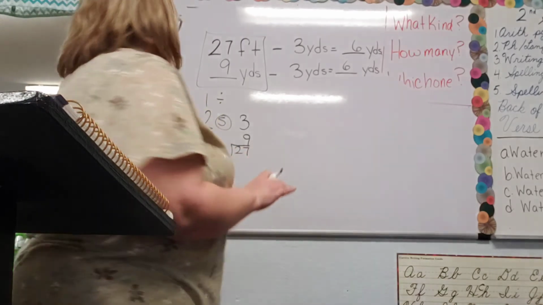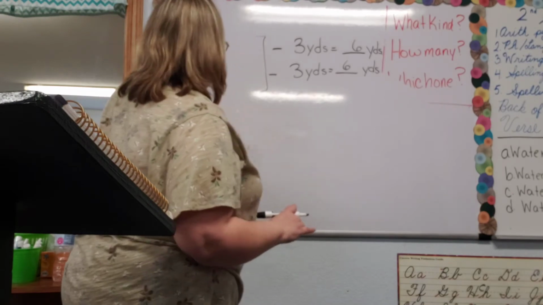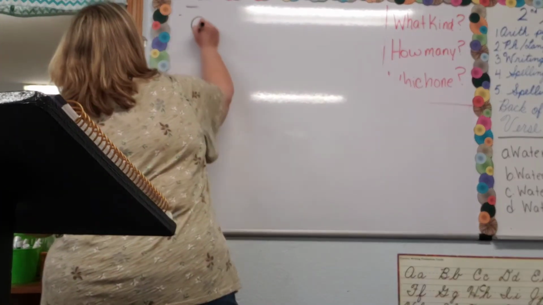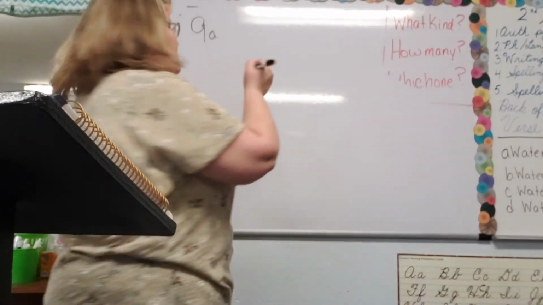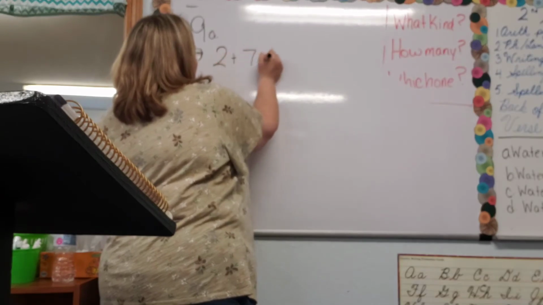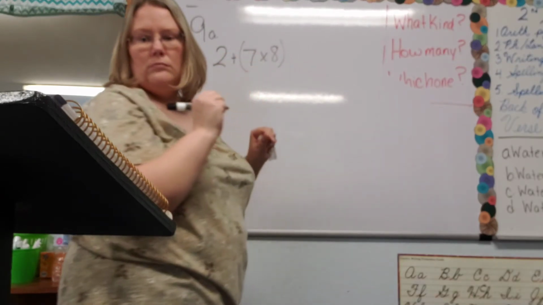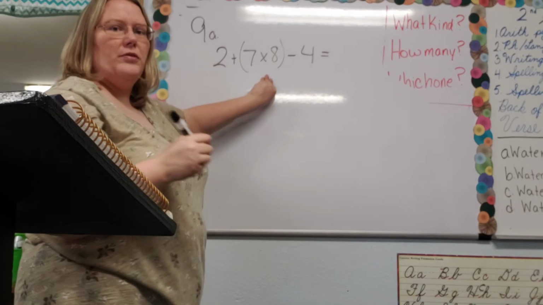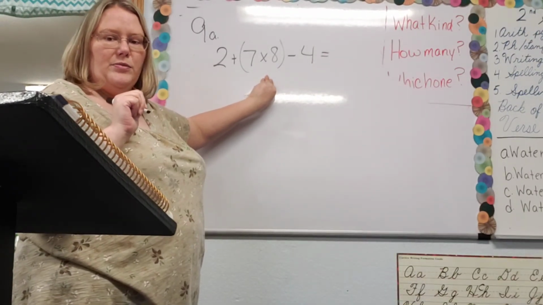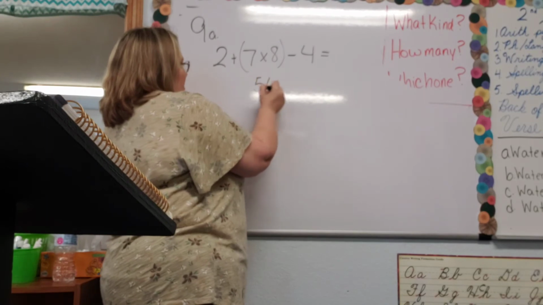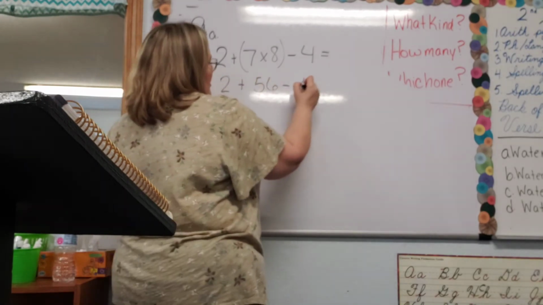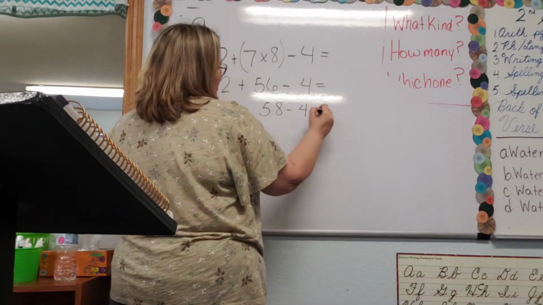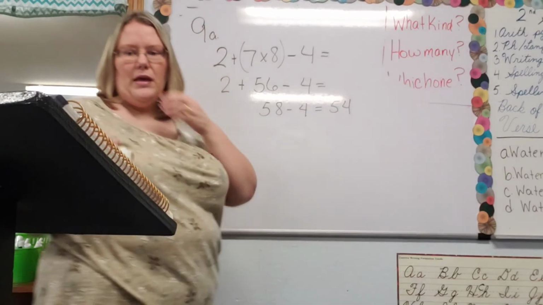Solve these equations. Why don't we do A on the board? I know we had a little bit of trouble with those, so let's review. I'm doing number 9A on the board. Okay, so remember we always start in parentheses. 7 times 8. Remember what that is? We have 56. 2 plus 56 minus 4. So 2 plus 56 is 58, minus 4 equals 54. So that would be your answer there.